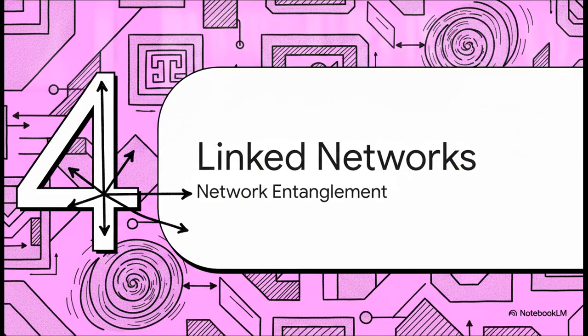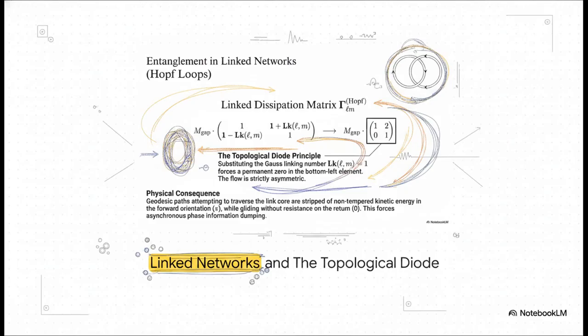Let's complicate things a bit in part 4, entanglement in linked networks. Take a really close look at the linked dissipation matrix on the right here. When Hopf loops are physically linked together, the Gauss linking number kicks in. And because those physical loops are locked, the math literally forces a permanent zero right into the bottom left element of that matrix. This is huge because it creates a chiral, strictly asymmetric flow.